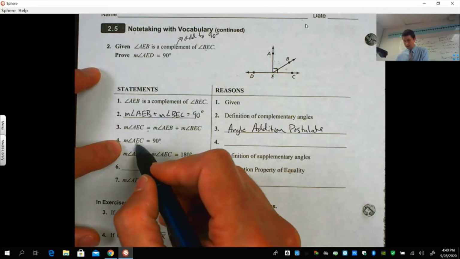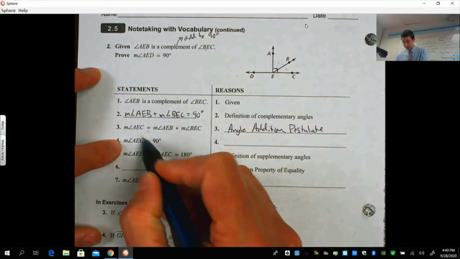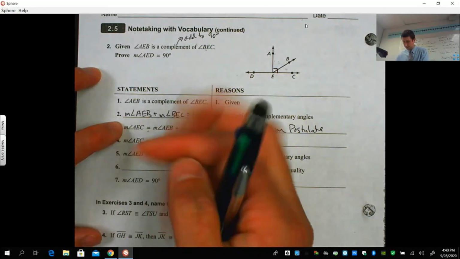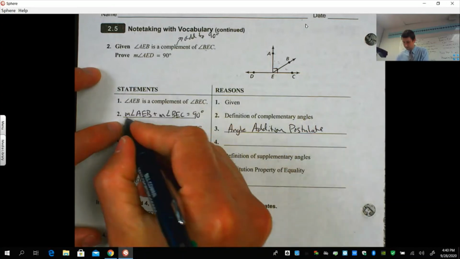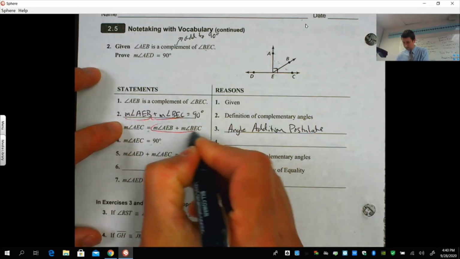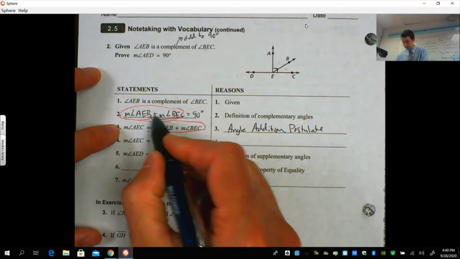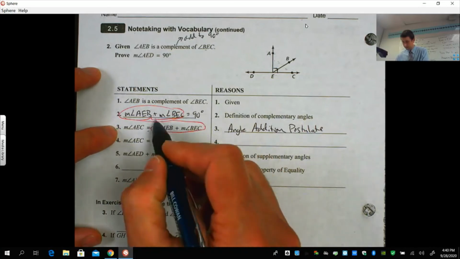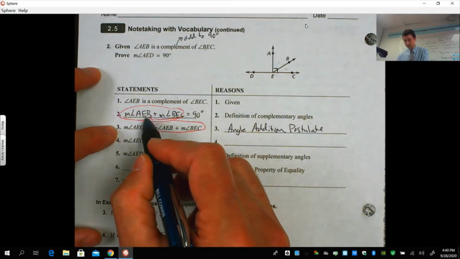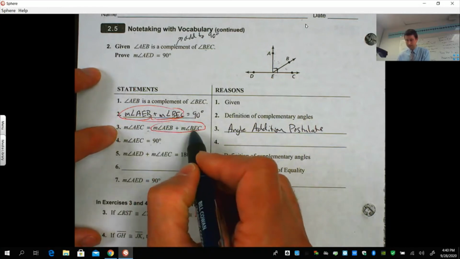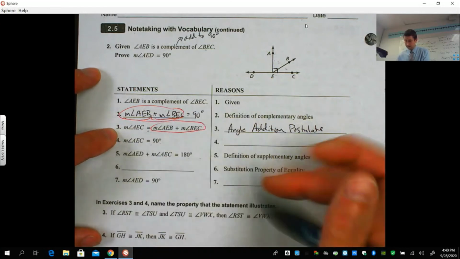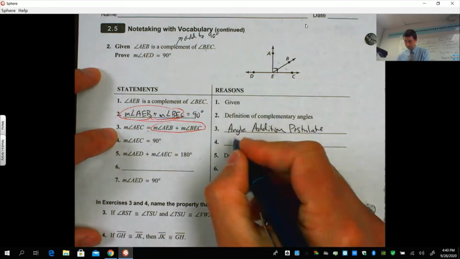So here we go, AEC equals 90. Notice these parts are the same, that and that. So if 90 equals AEB plus BEC, and AEB plus BEC equals AEC, that is the transitive property showing up again.